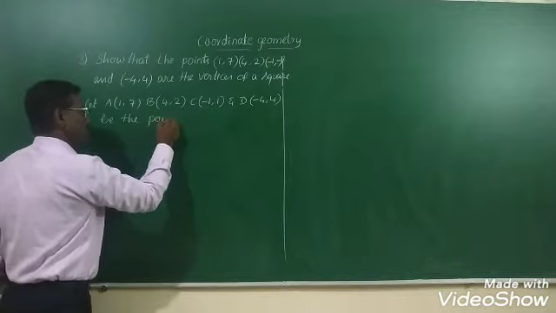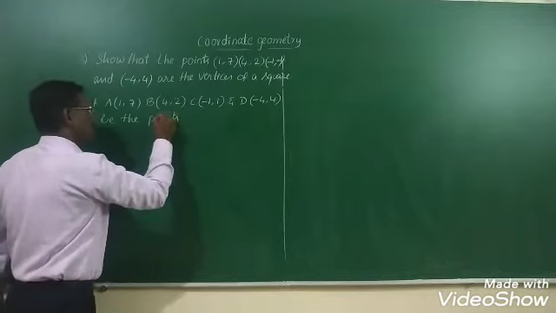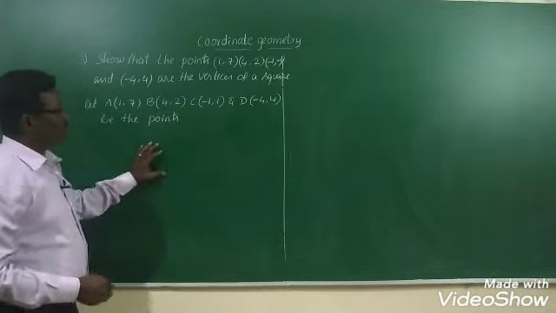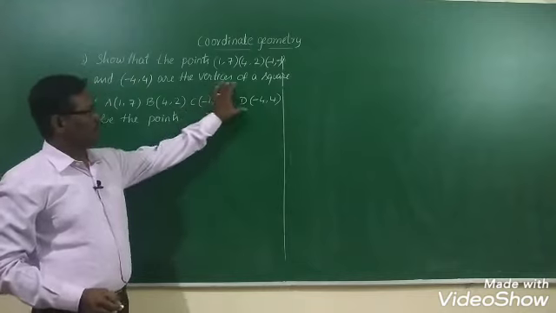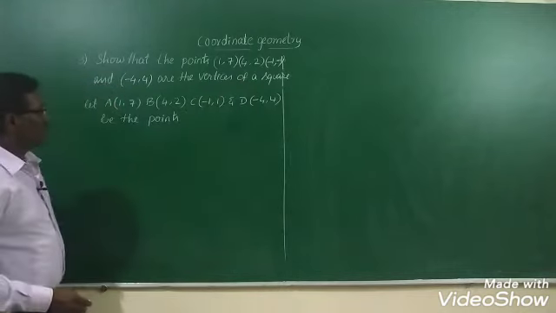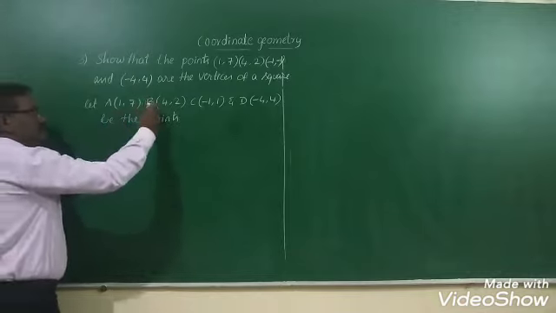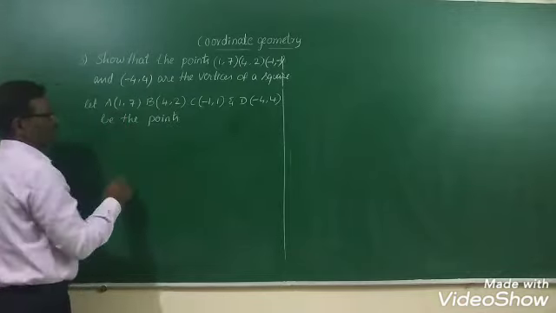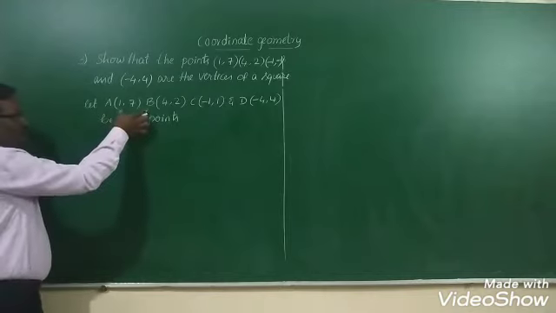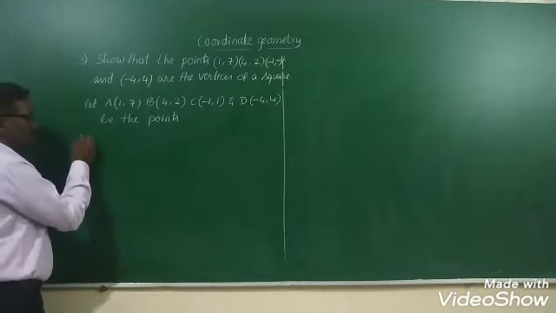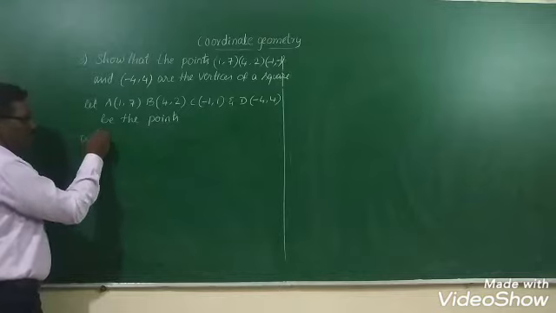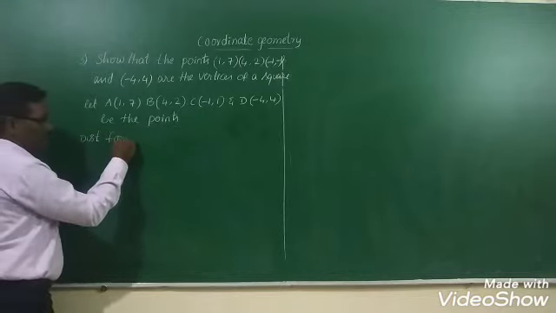So these points are the vertices of a quadrilateral, but we have to show that these points are the vertices of a square. Now we have to find out the lengths of the sides. By using these points we can find out lengths. So we have to find out AB by using the distance formula.